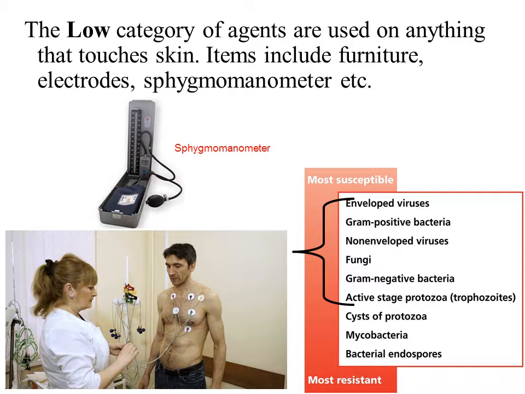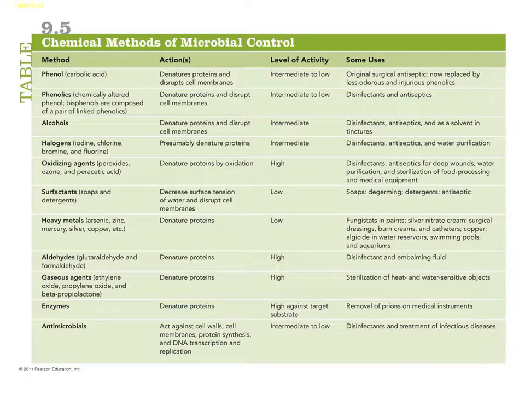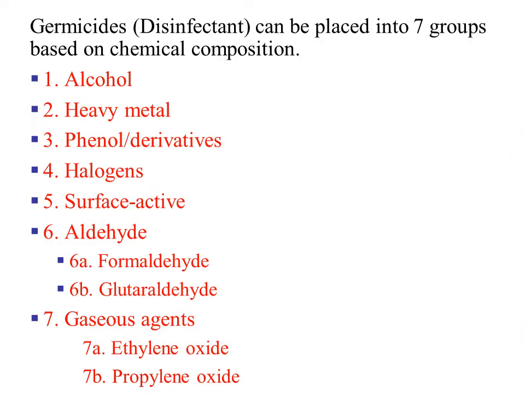The low category of agents are used on anything that touches skin. Items include furniture, electrodes, and the sphygmomanometer. We are now going to discuss each one of these chemical methods. All of these disinfectants or germicides can be placed into 7 groups based on their chemical composition.